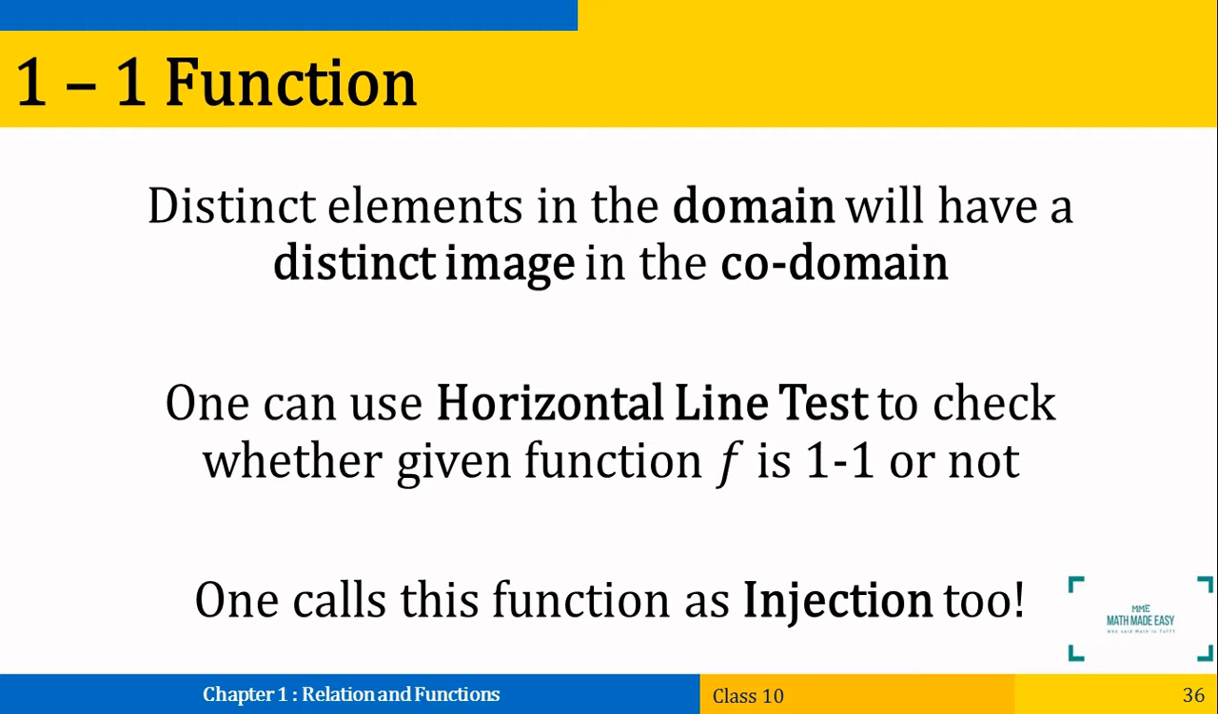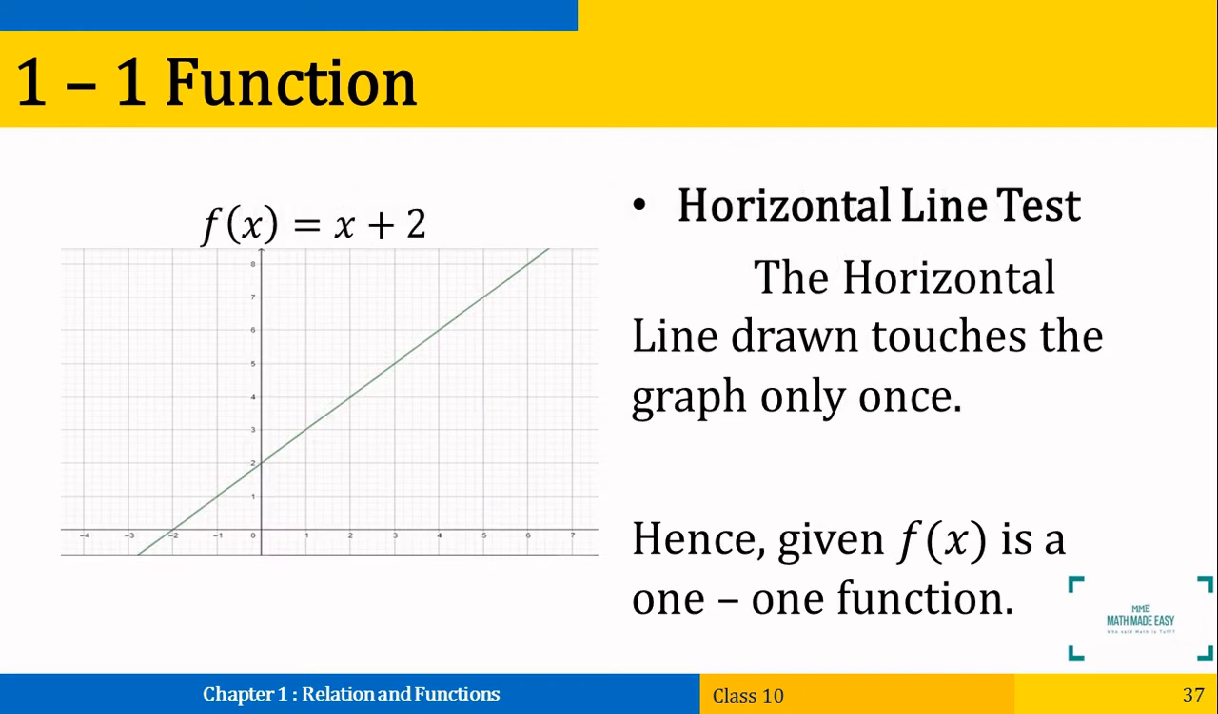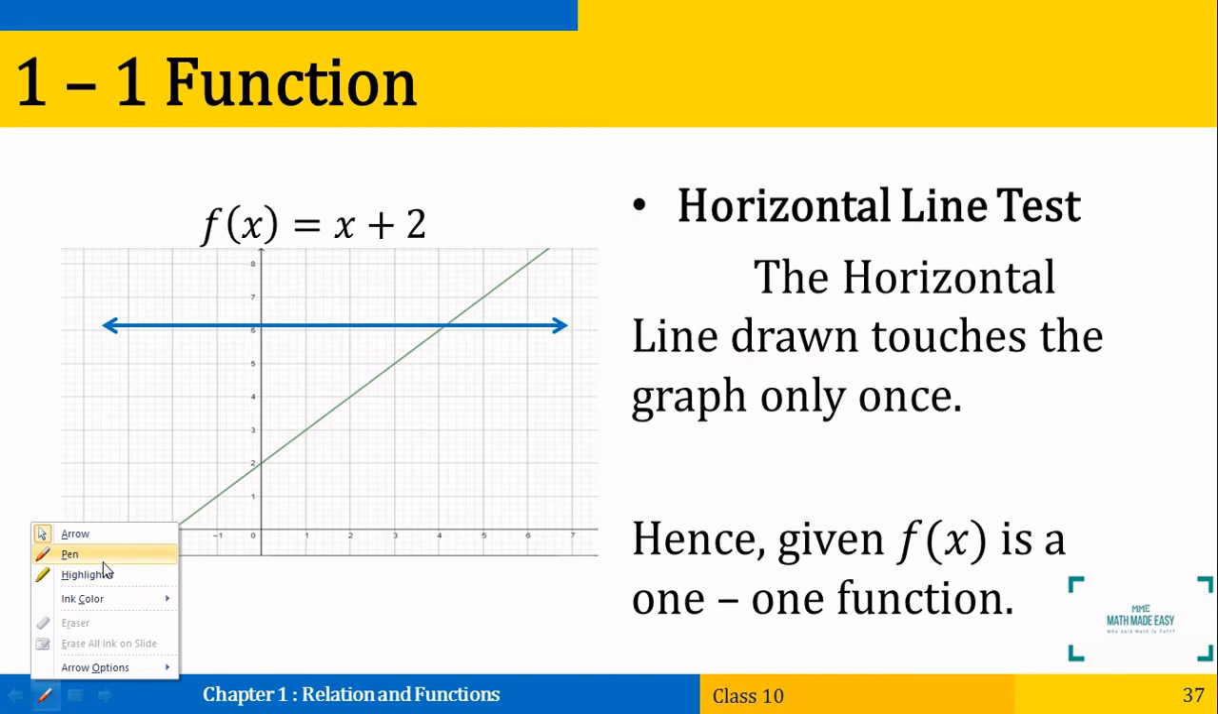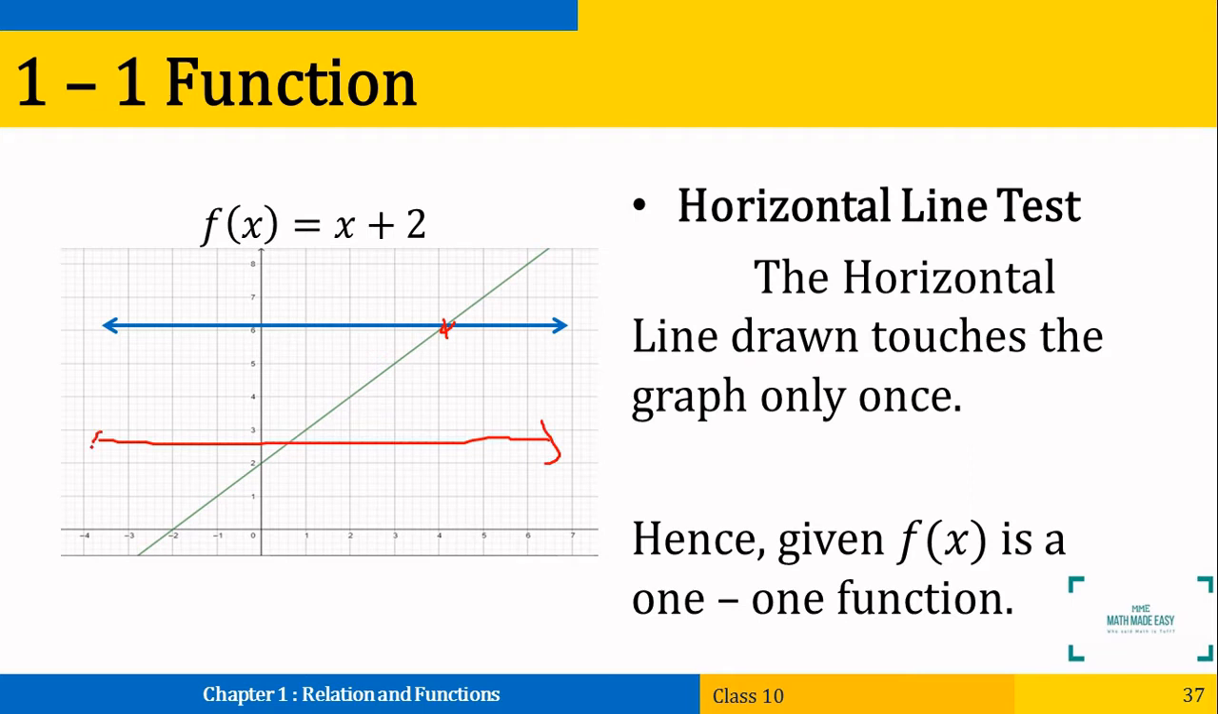A function can be tested whether it is one-to-one or not by using the horizontal line test. One also calls this function an injection. So let's check with an example. Let's take f of x to be x plus 2. The horizontal line test says that a horizontal line drawn touches the curve only once. So let me draw a horizontal line here. It just touches only one point. And let me draw a horizontal line here too. It again touches only one point. So throughout the curve, the horizontal line touches the graph only once.